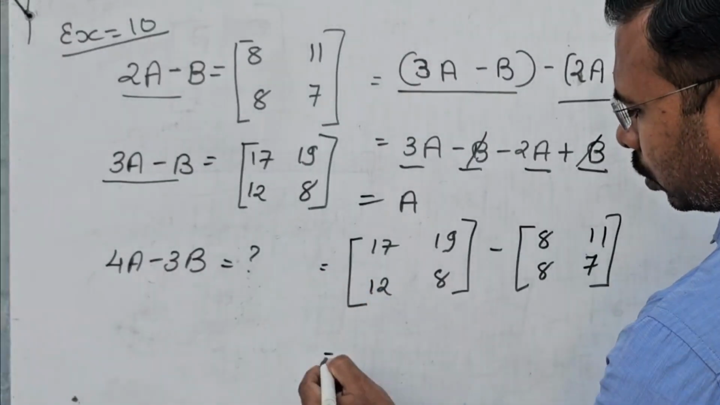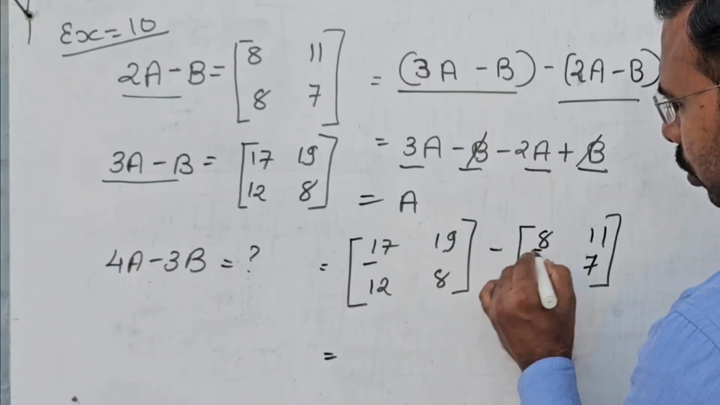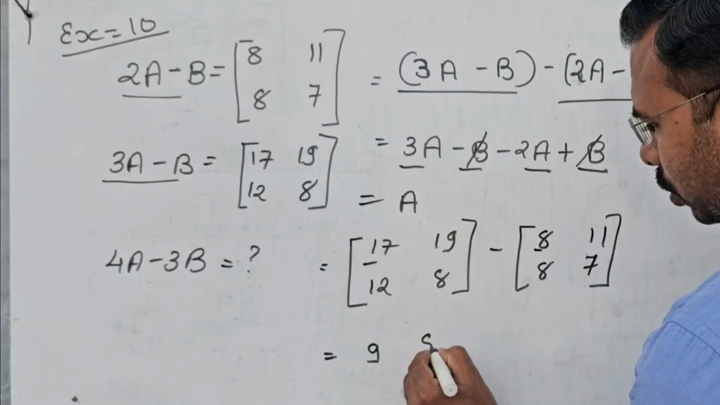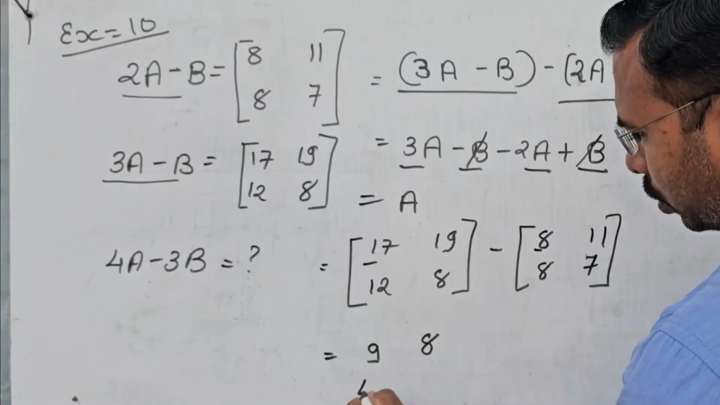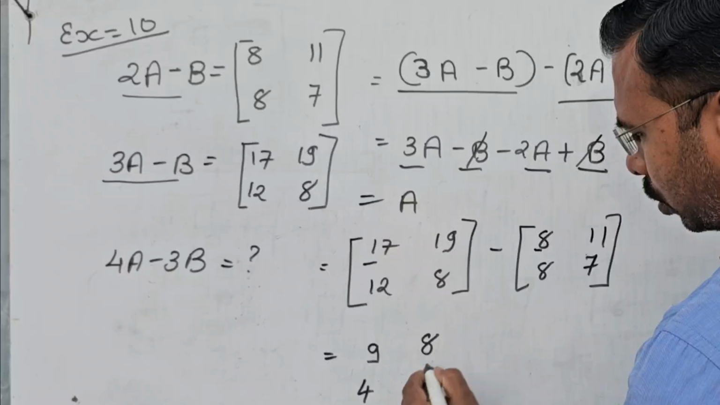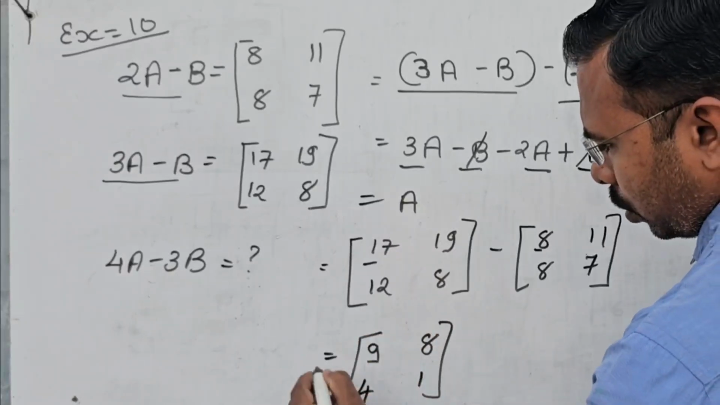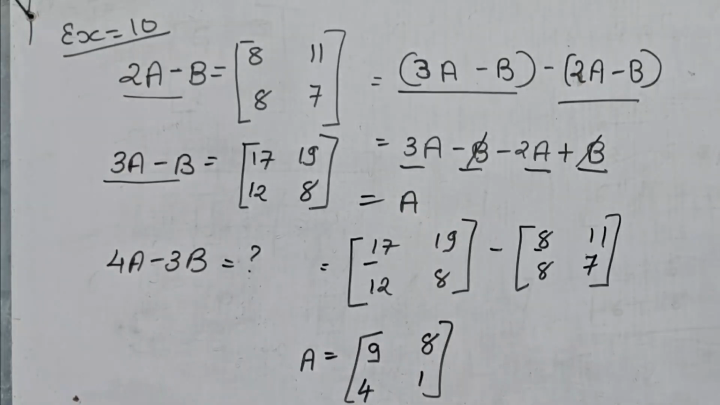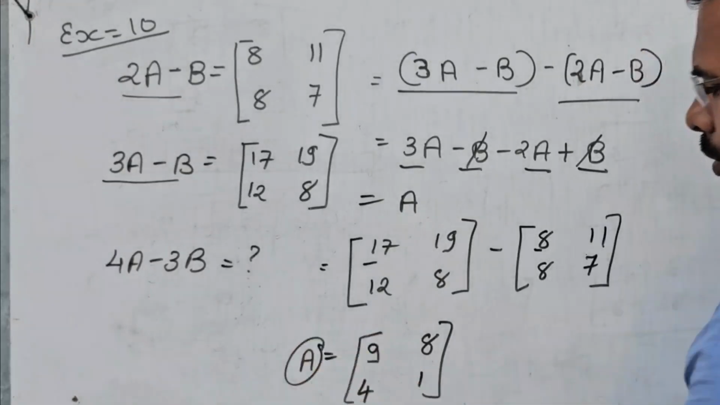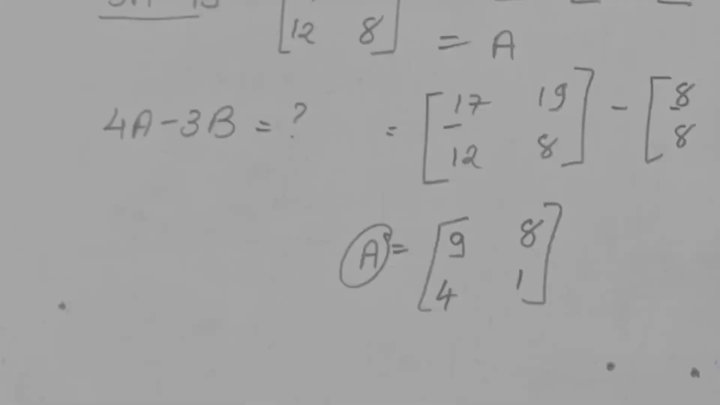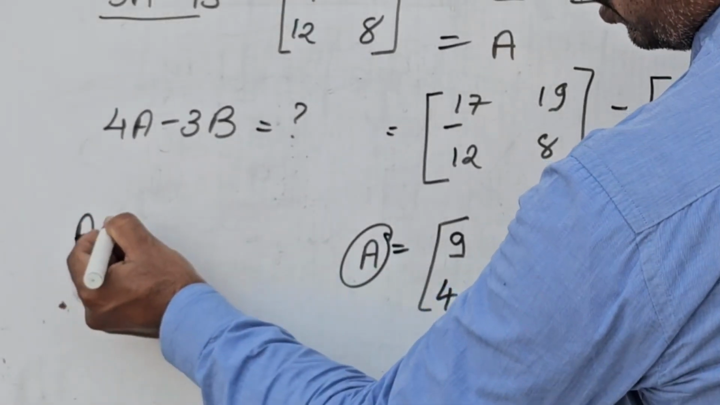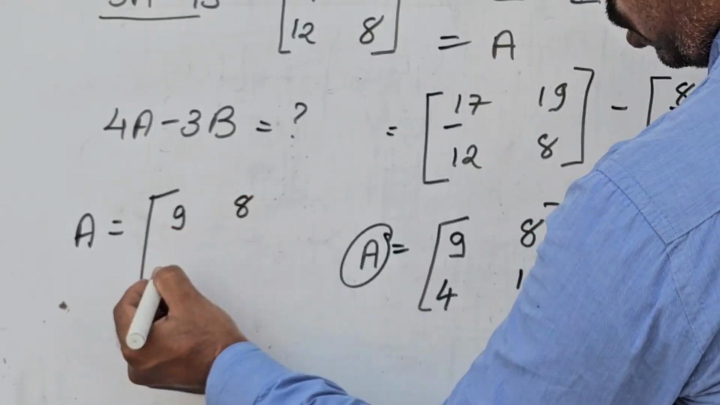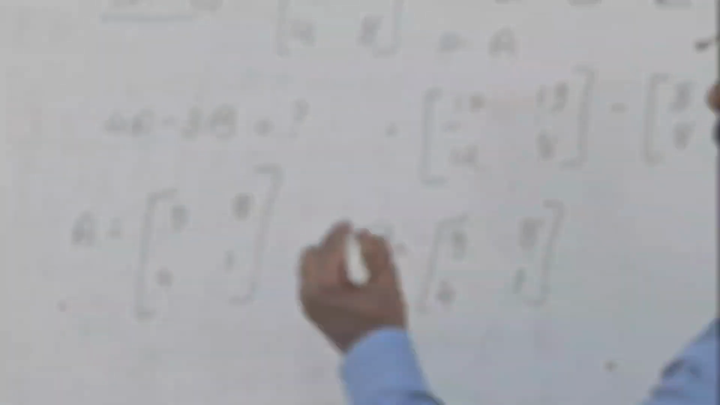So if we deduct from one matrix to the second, 17 minus 8 that is 9, 19 minus 11 that is 8, 12 minus 8 that is 4 and 8 minus 7 is equal to 1. So here we will get the matrix A. So matrix A is equal to [9, 8; 4, 1].